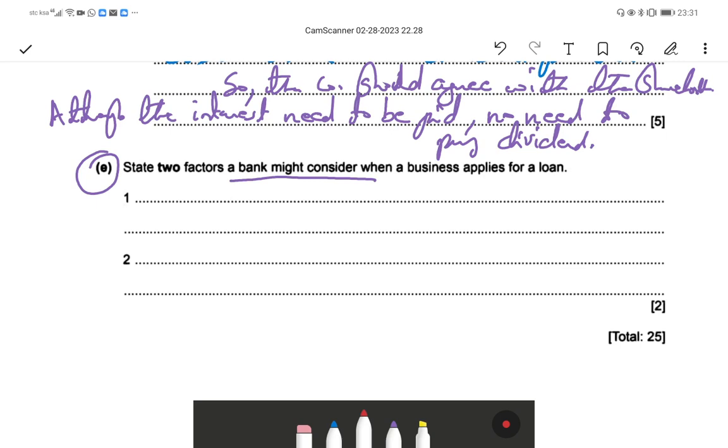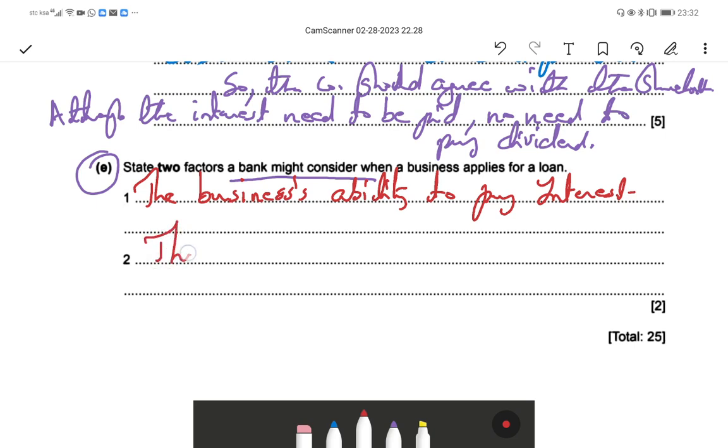The business's ability to pay interest: are they able to pay the interest or not? Next, the profitability of the business. If their profitability is good, they will be able to pay the interest.